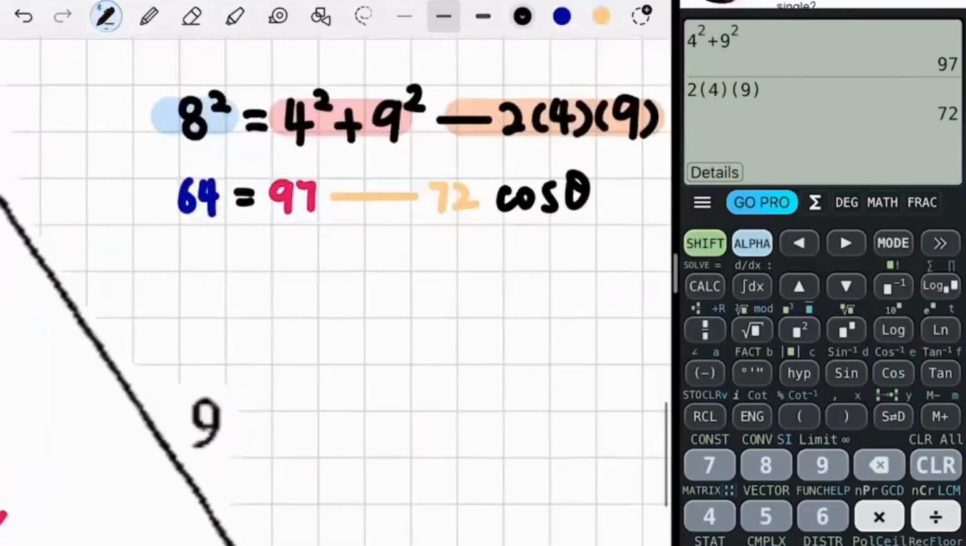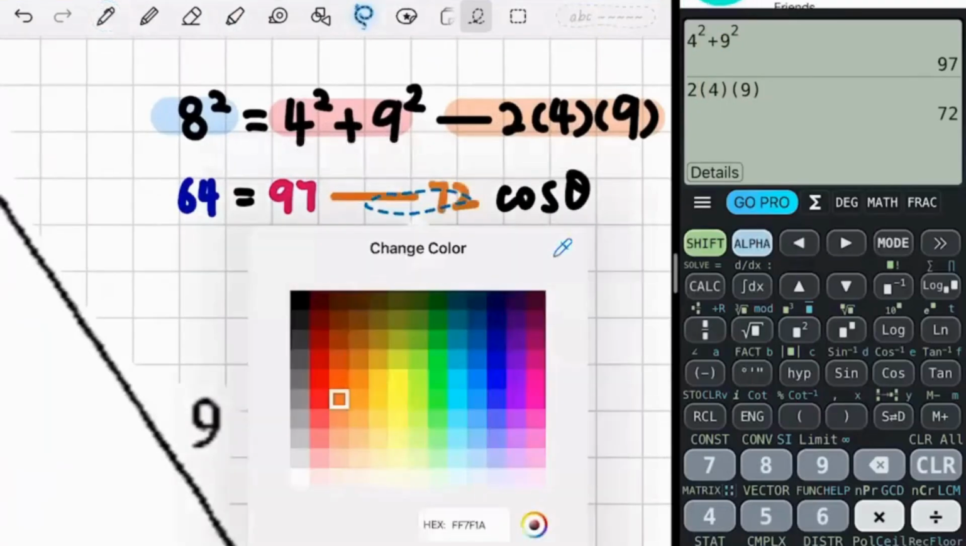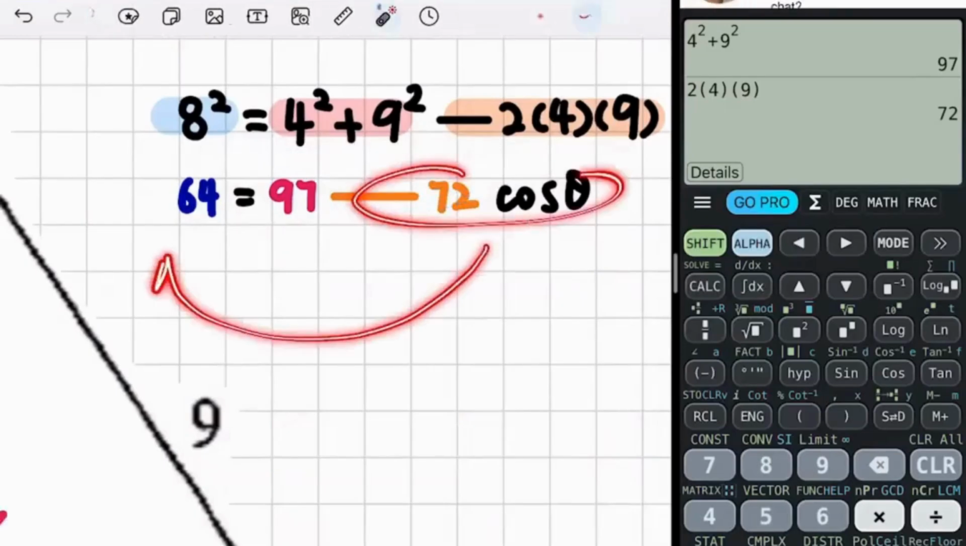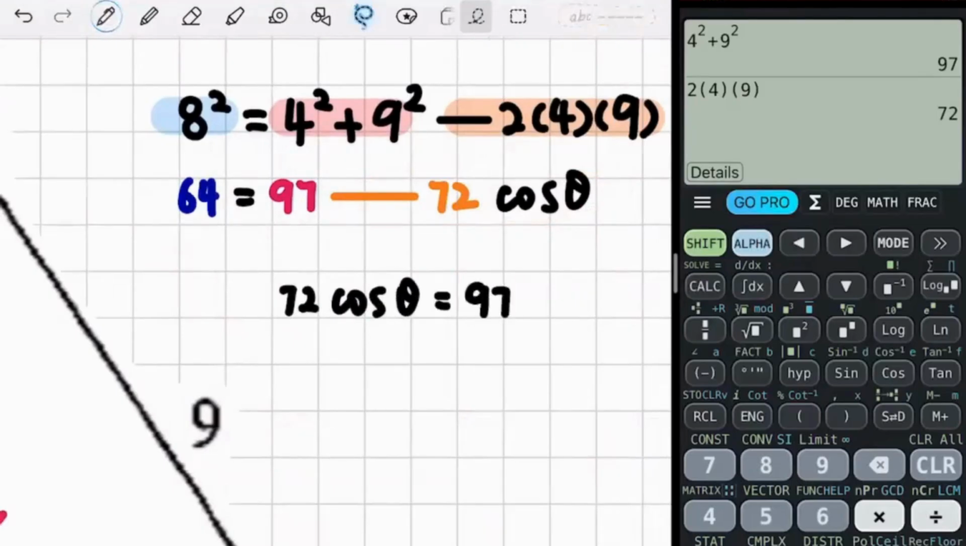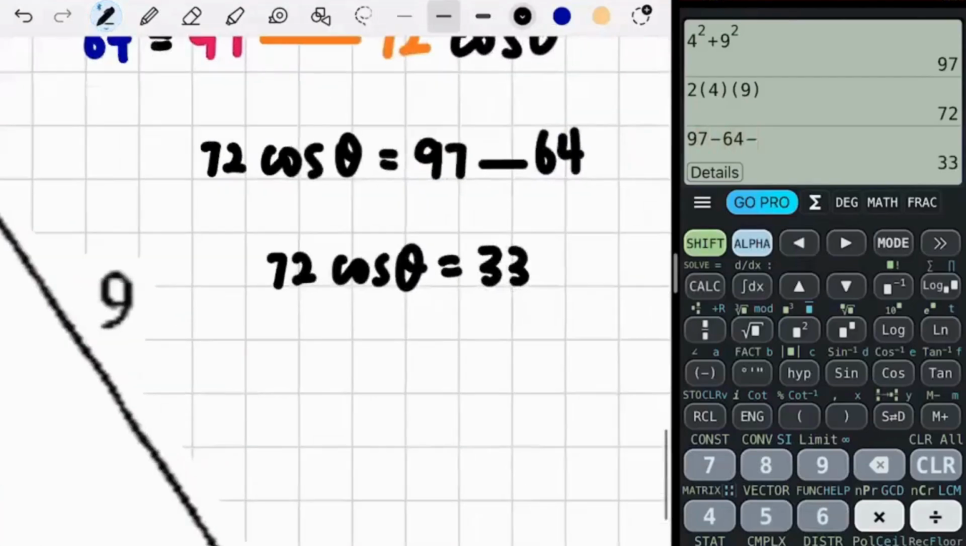When we reach this point, I want you to realize what you're finding. You are supposed to find theta, correct? So let's manipulate like normal algebra. Bring this over, okay? If I bring this over, it becomes 72 cosine theta, correct? Because it was negative on the right side. Then 97 stays here. This guy, bring over, becomes minus 64. 97 minus 64. So that means 72 cosine theta will give me 33.